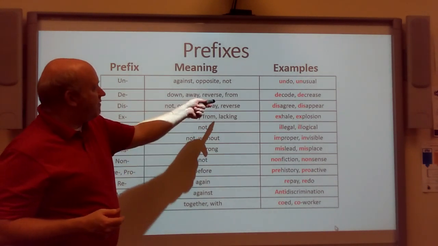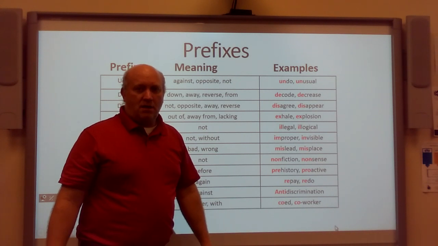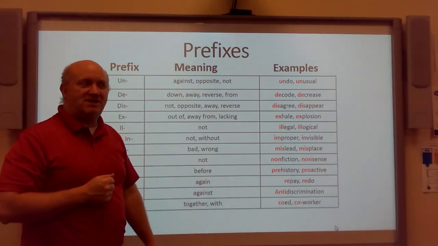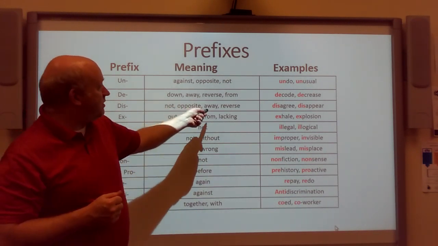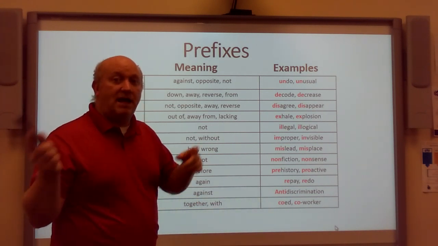De means down, away, reverse, from. Decode, decrease. The water pressure has decreased over the last 4 hours. Down. Dis means not, opposite, away, reverse, like disagree, disappear. The opposite of appear is disappear.